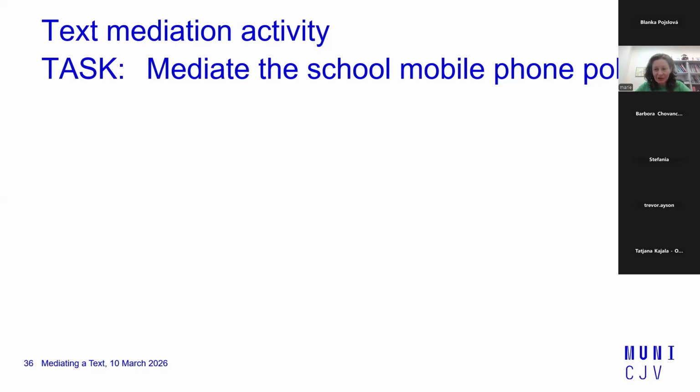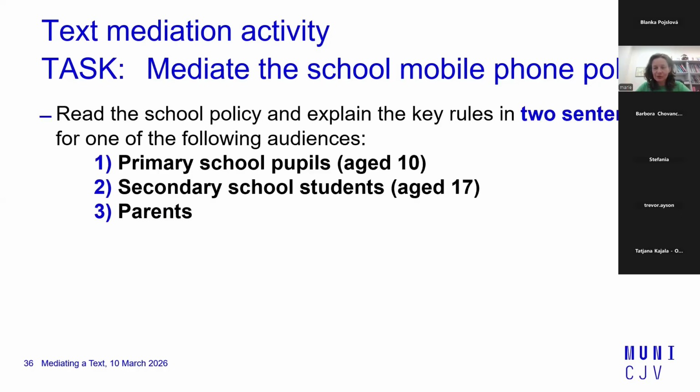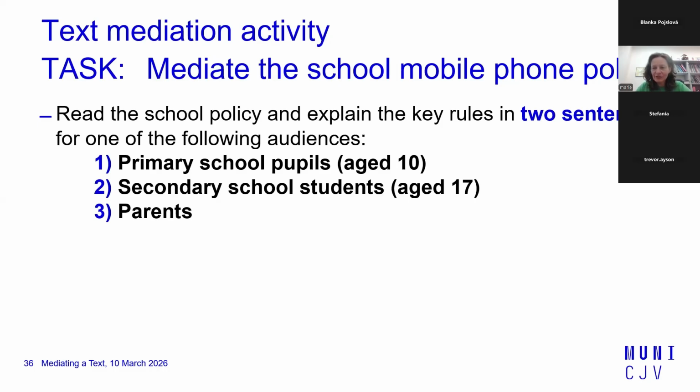So imagine your school has introduced a brand new policy, okay? And your task is to explain this new policy to three different audiences. The first audience is primary school pupils, let's say children at the age of 10. Second audience, secondary school students at the age of, let's say, 17. And then the third group, which some of you might feel is the most difficult group, parents. Your task is to summarize the most important points, explain key rules, and you have only 2 sentences for it.